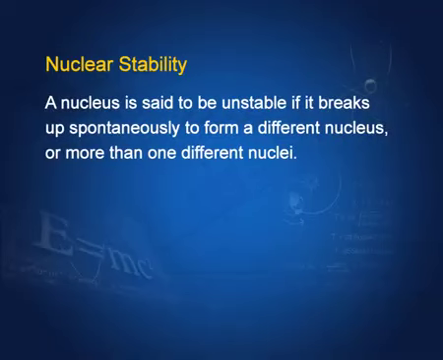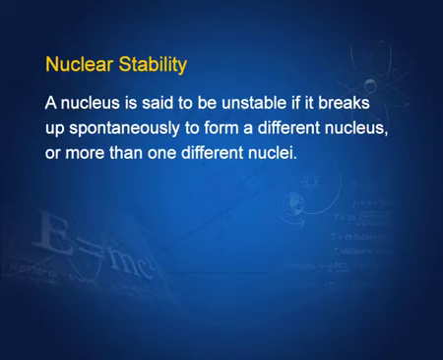A nucleus is said to be unstable if it breaks up spontaneously to form a different nucleus. You see, we have, say, nucleus X. If it spontaneously breaks up and forms a nucleus Y, we say that this nucleus X is unstable. In the process, the unstable nucleus may emit particles. Going from X to Y, it may emit particles like alpha particles, protons, neutrons, electrons, positrons, and photons.